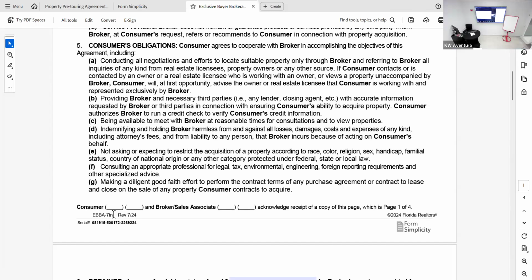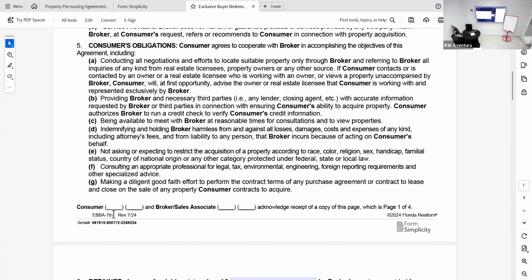You've got TN, which is the single agent with the transition. You've got SA, which is single agent, means that you're representing them. You cannot show them a property that's listed by the office because they can't transition. Then you have TB, which is you are just acting as a transaction broker. And then the last one, which you should never use, is no representation.